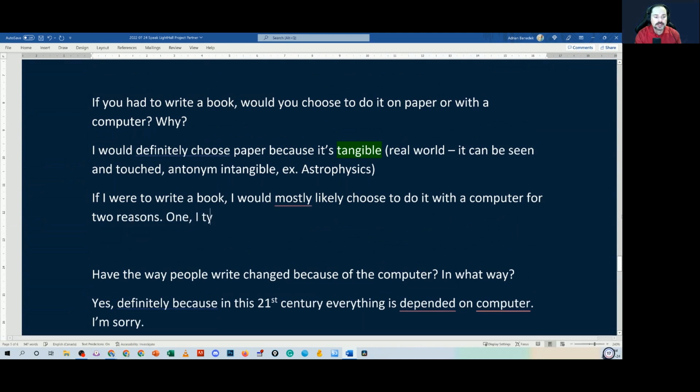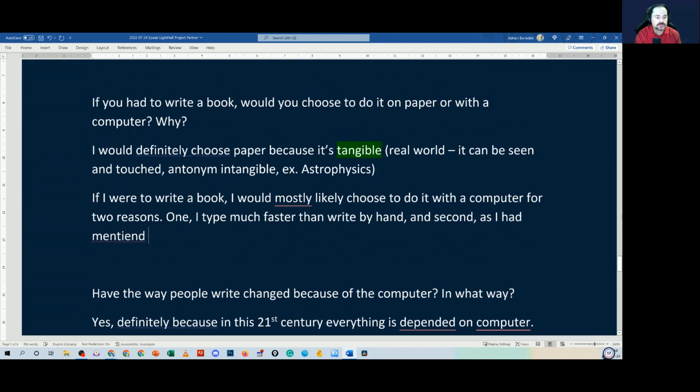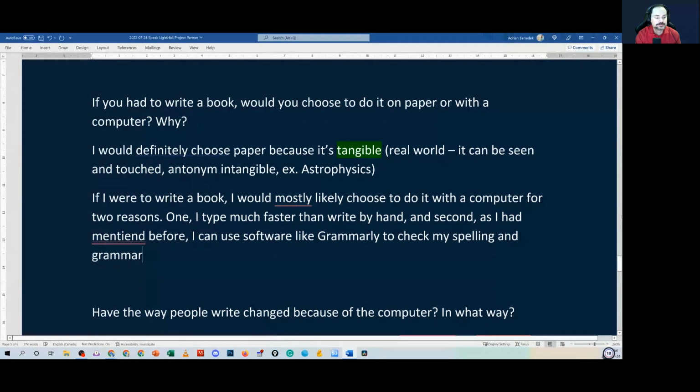One, I type much faster than write by hand. And second, as I had mentioned before, I can use software like Grammarly to check my spelling and grammar.